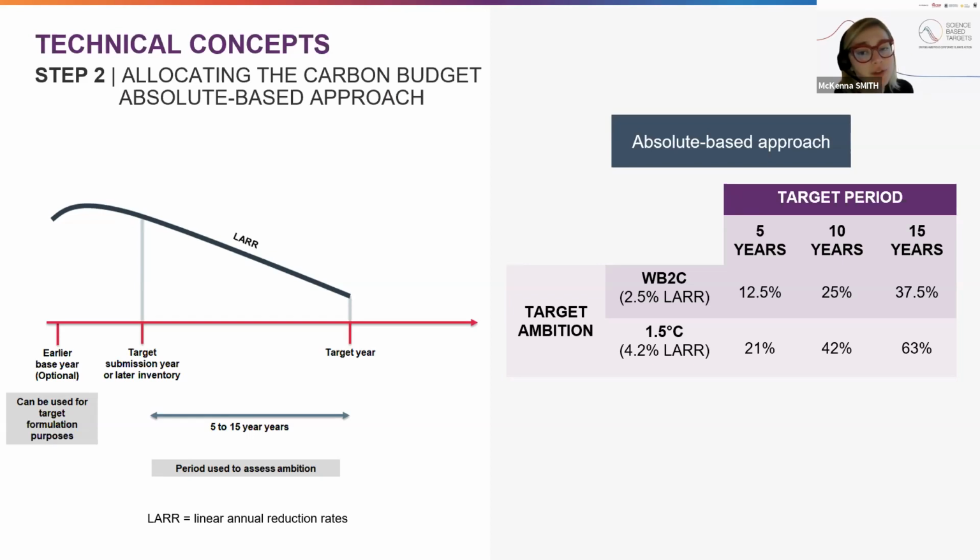However, for 1.5C companies, we would expect a minimum of 4.2% linear annual reduction rate, which corresponds to 21% reductions after 5 years, 42% reductions after 10 years, and finally 63% reduction after 15 years.